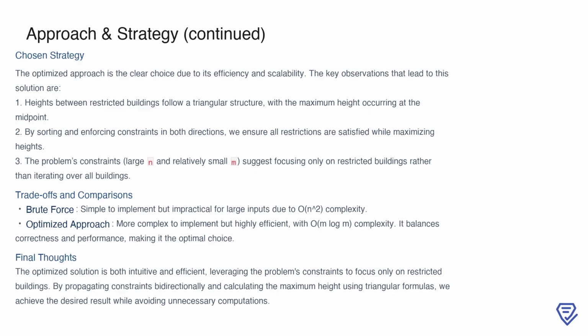When comparing the two methods, the brute force approach, while simpler, is impractical for large inputs due to its n² complexity. In contrast, the optimized approach, though slightly more complex to implement, achieves a balance between correctness and performance with its m log m complexity. By leveraging the triangular height formula and propagating constraints bidirectionally, this solution avoids unnecessary computations, making it both intuitive and efficient for solving the problem at scale.